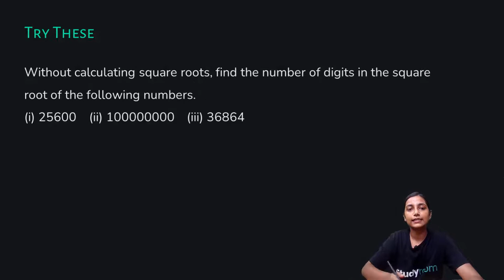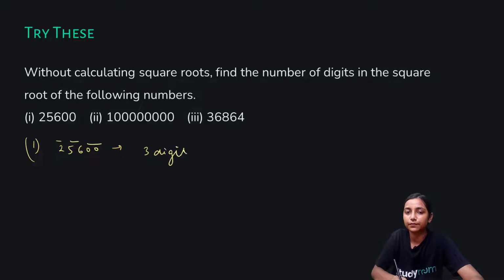Now what's next? Next is, without calculating the square roots, find the number of digits in the square root of the following numbers. So just like the previous method, finding the number of bars gives us the number of digits in the square root. I'll do the first part for you, do the other part yourself in order to practice more. So this is how many bars will be here? We have 3 bars. Therefore, its square root will have 3 digits. Similarly, do these two parts.